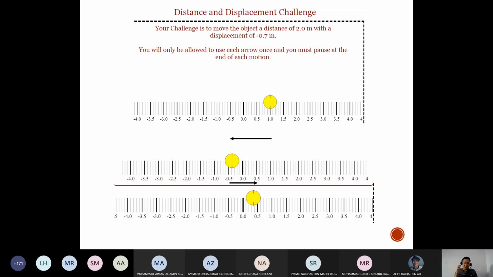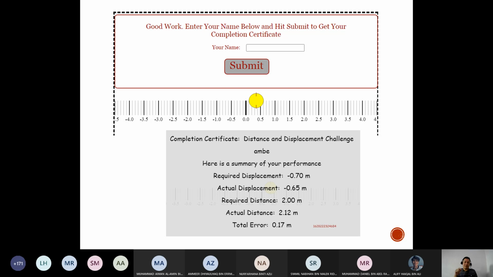If you are correct, you will see this appearance. You see good work, enter your name. You can enter your name and submit, and then it will give the completion certificate. In physics there must be a plus or minus, so it doesn't have to exactly meet the distance or the displacement. Just have a plus minus, so close is considered correct. Keep going until you get this certificate.